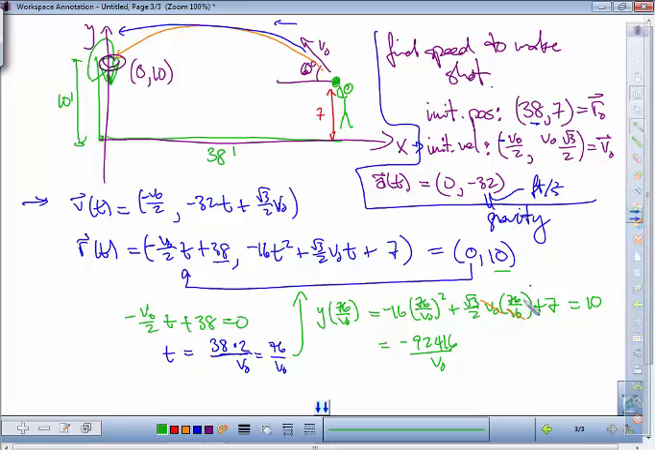So I got that big number. 2 into 76 is 38. These two v naughts cancel, and the 2's cancel with 76. This is 38 root 3 plus 7 equals 10. Let's bring the 7 over to the other side, 3, and then just continue to solve for v naught here.